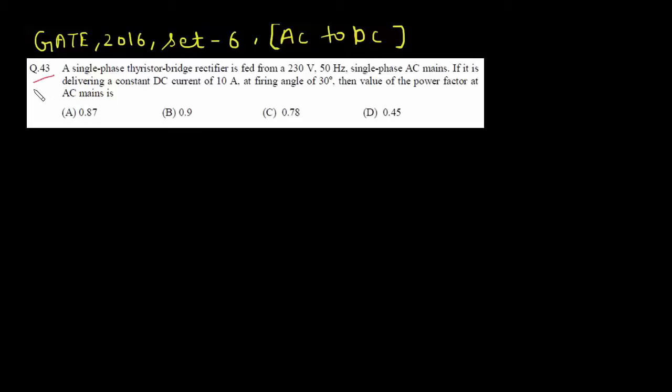So this is question number 43. This question came in GATE 2016, set number 6, and it is related to AC to DC conversion. So we have a single phase thyristor bridge rectifier fed from a 230 volt 50 hertz single phase AC mains.